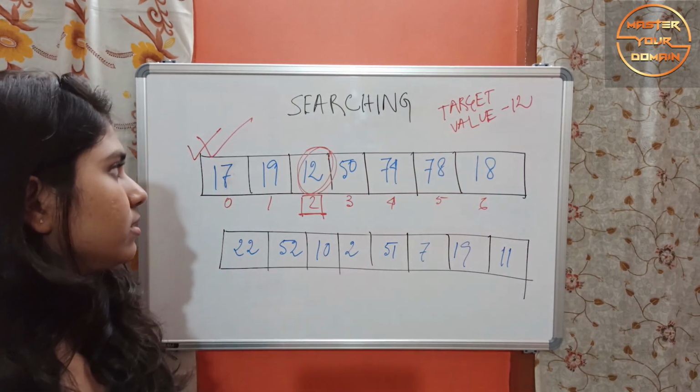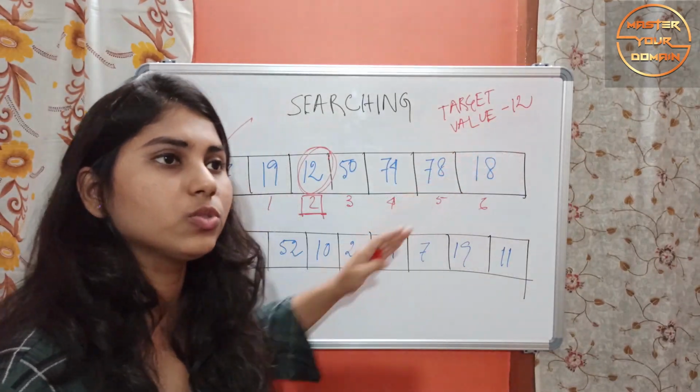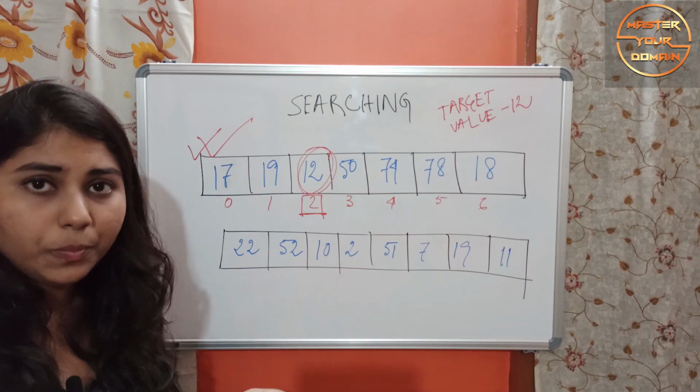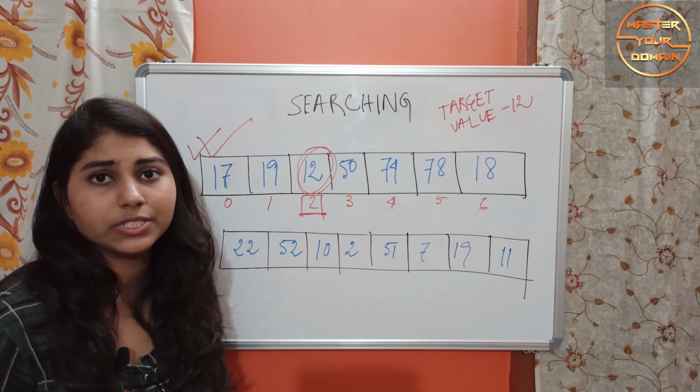So we can understand that the target value, that is 12, is not present in the second array. So we can say that our search is unsuccessful in the second array.